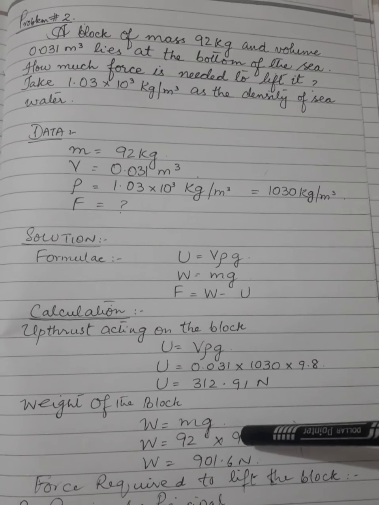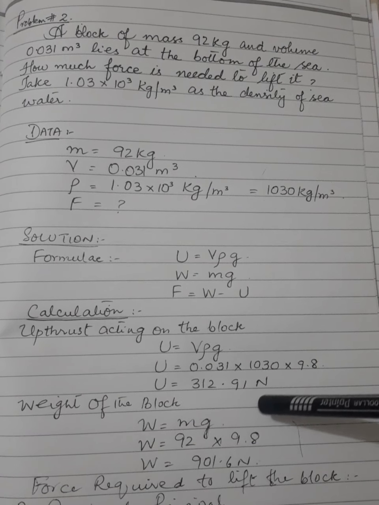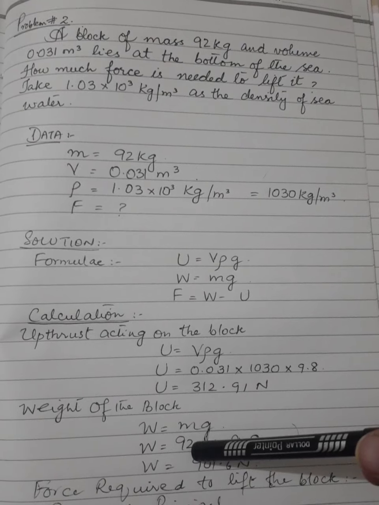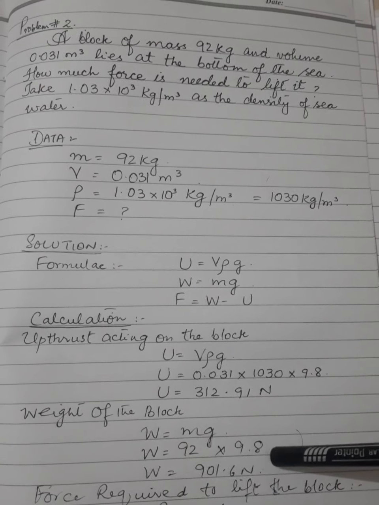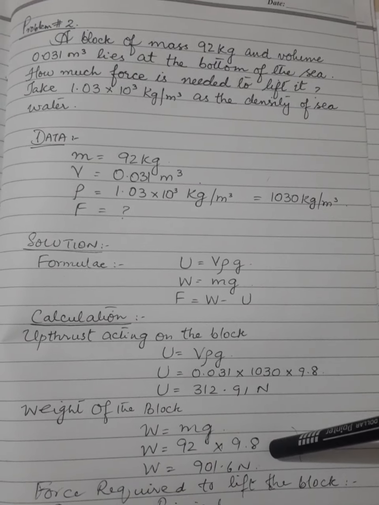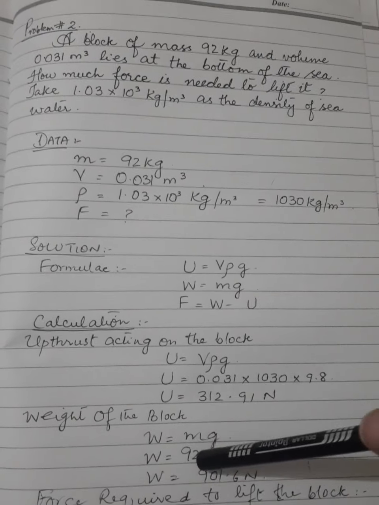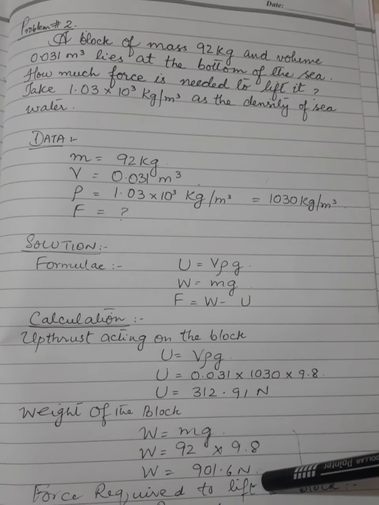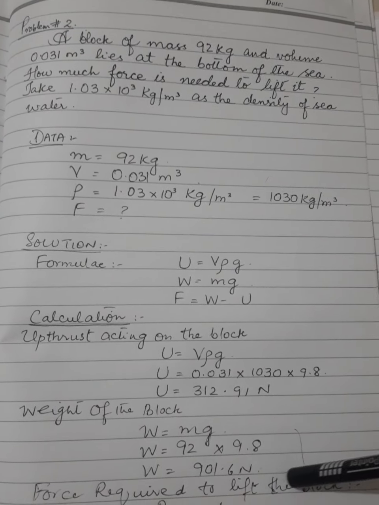Weight of the block is W is equal to mg. Mass is 92 kilogram and gravitational acceleration is 9.8 meter per second square. By multiplying these two, we have the weight, which is 901.6 Newton.